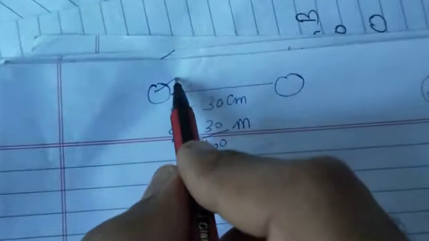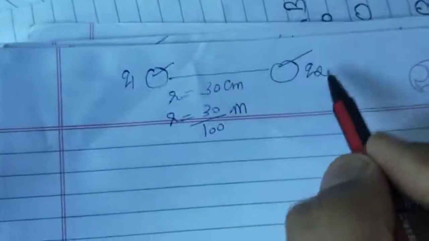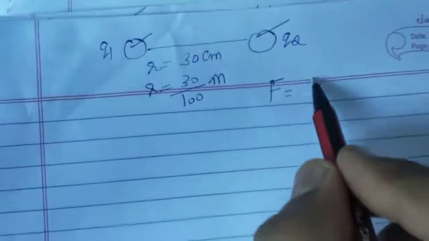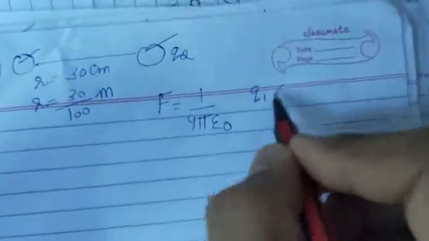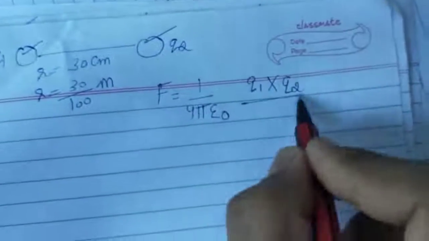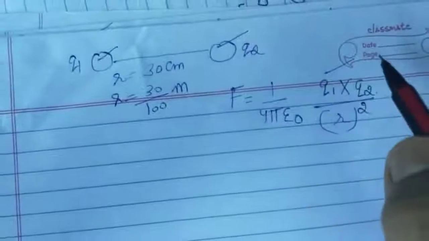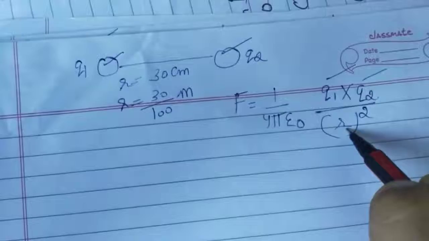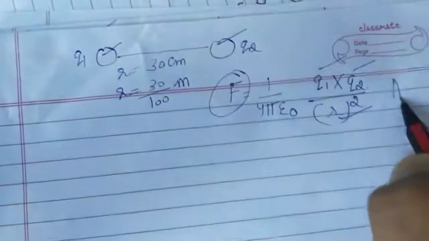The charge Q1 of this sphere is given, and Q2 is also given. And what is the value of the force according to Coulomb's law? 1 upon 4 pi epsilon naught, first charge into second charge upon distance square. Q1 is given, Q2 is given, and R is given, so we can find R square. So we are able to find the force, and the unit of force is Newton.